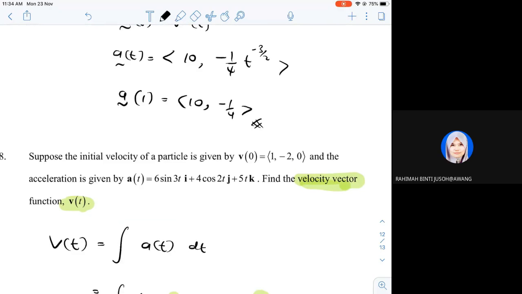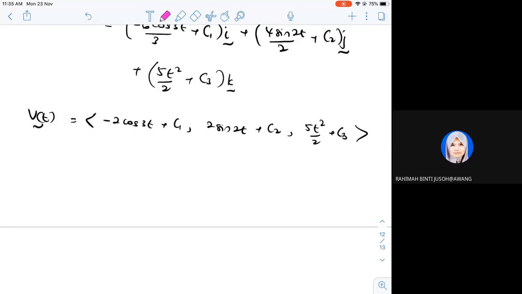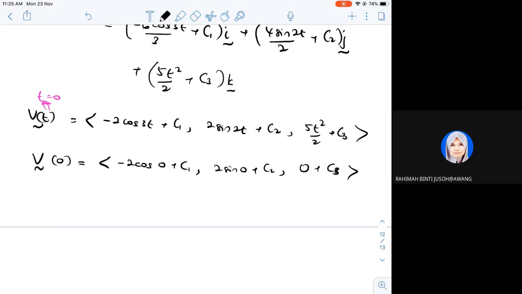Okay, right now you are given the V0. So V0 means what? V0 means your t is equals to 0. So you have to substitute t equals to 0 here. So we will have V0 equivalent to negative 2 cos 0 plus C1i, and then 2 sine 0 plus C2j, and then of course 0 plus C3. Okay, so cos 0 is equivalent to 1, sine 0 is 0. So you will get negative 2 plus C1, and then C2, and then C3, like this. Okay, so that's your V0.